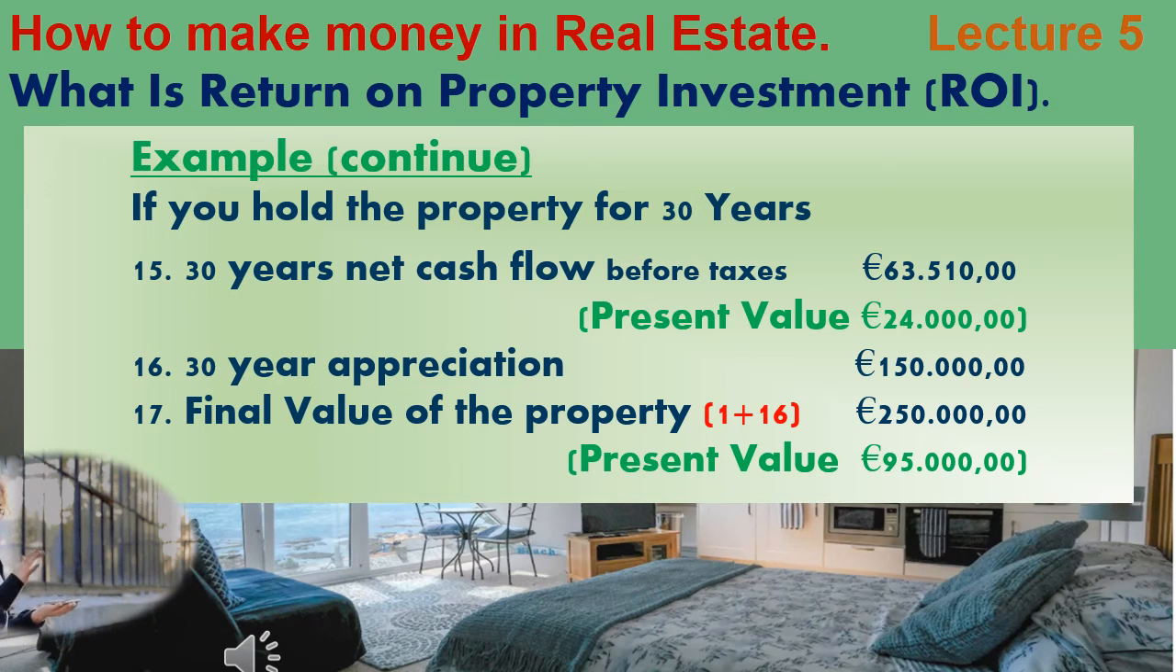Let's consider that you hold the property for 30 years. In this case, 30 years cash flow before taxes is equal to €63,510. The present value of this is estimated to be €24,000. The appreciation over 30 years is €150,000. So the final value of the property is equal to €250,000. The present value of this is estimated to be €95,000.